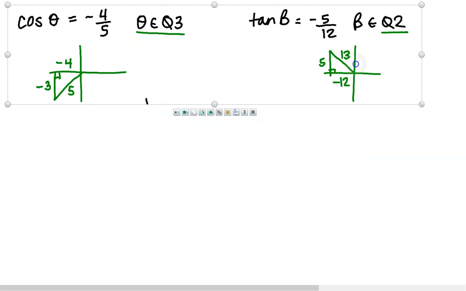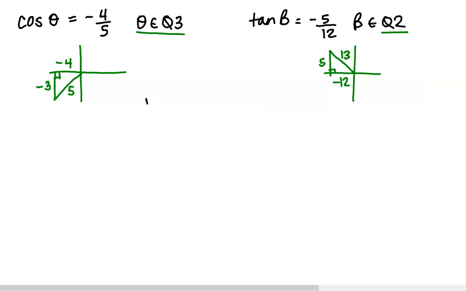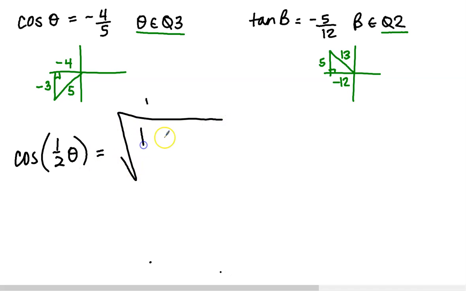That's better. Okay. So let's try some half angles. So how's this going to work? So let's do cos of half theta. So first of all, the first thing I would do is do my formula, which is 1 plus cos theta over 2. And remember, we have to figure out if it's positive or negative.